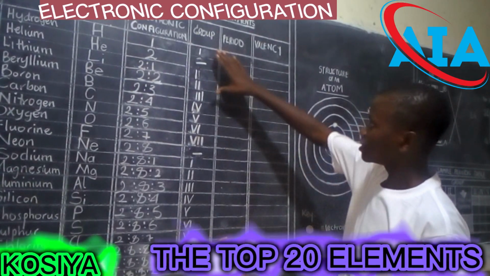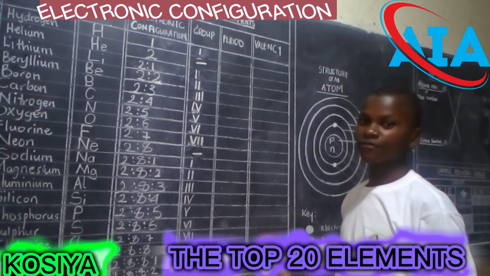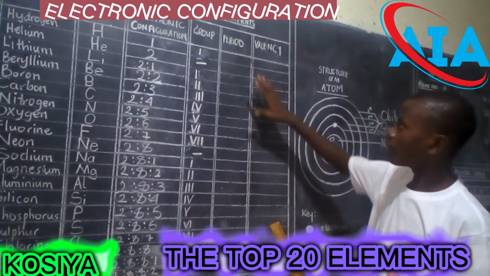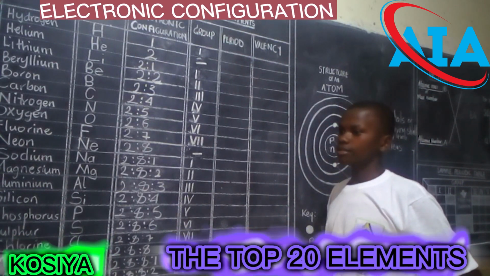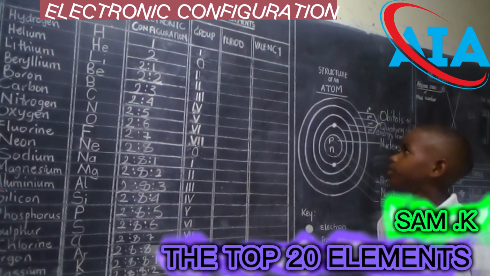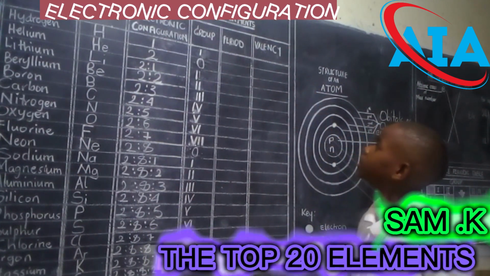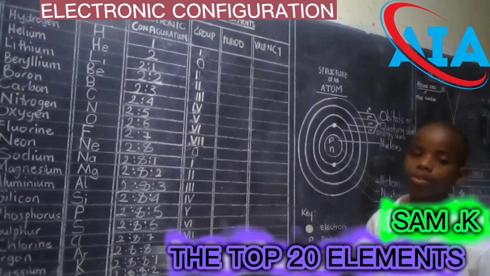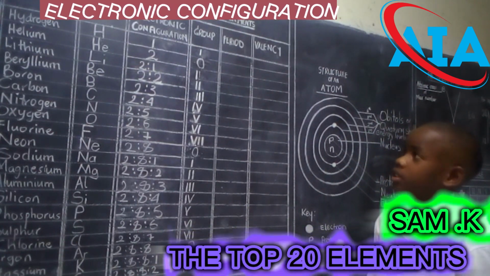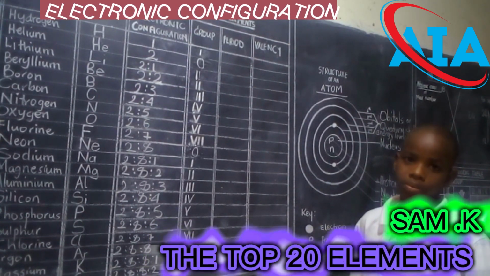So we have finished the grouping of elements. So I'll invite my friend Sam to come and talk about the period and the valency. Thank you, my friend Kosiya, for inviting me. So for me, I'm going to talk about period. In short terms, period is the number of energy levels of an electronic configuration of an atom.